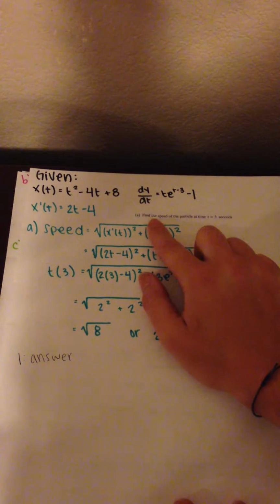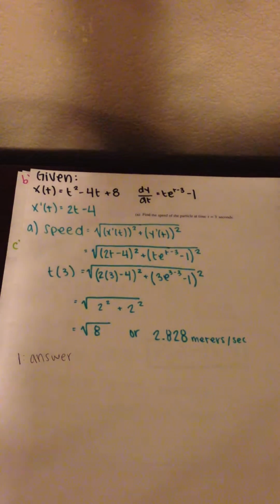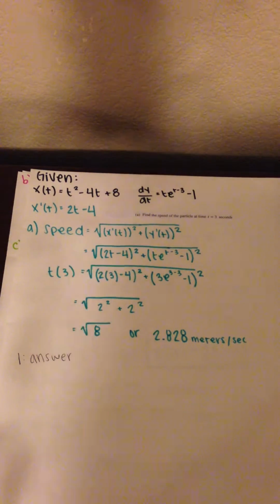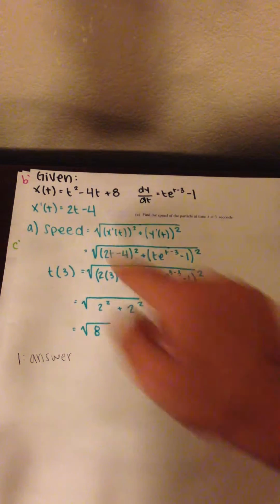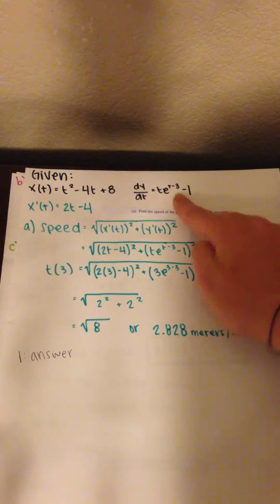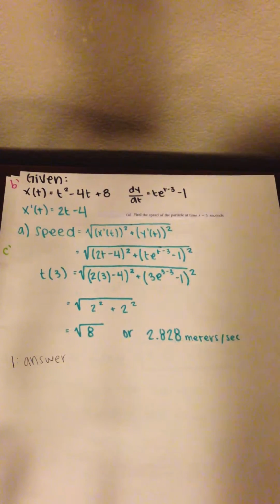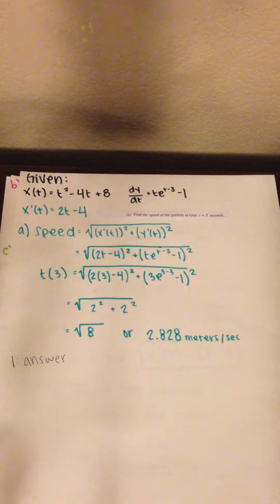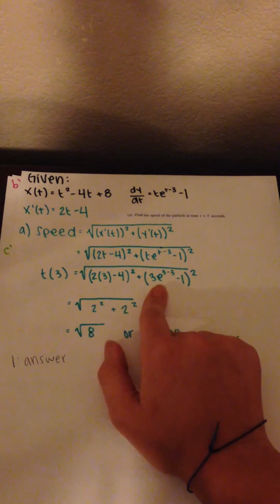Part A says, find the speed of the particle at time t equals 3 seconds. To find the speed, we need the equation, which is the square root of x prime t squared plus y prime t squared. We know x prime t is 2t minus 4, so we plug it in, and y prime t is t e to the t minus 3 minus 1, and we plug it in. Then we plug in 3 for a value of t into here.